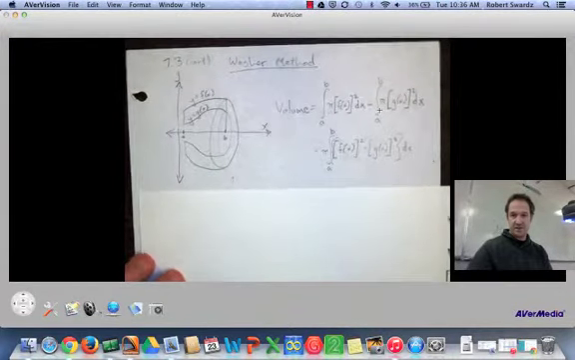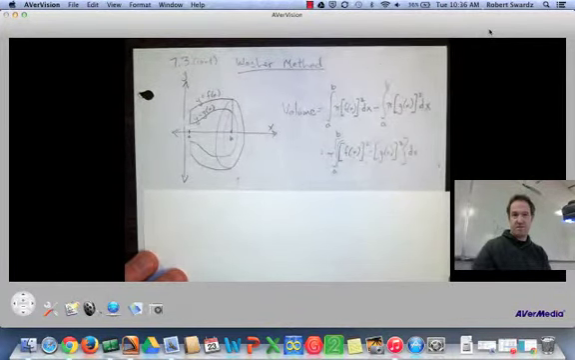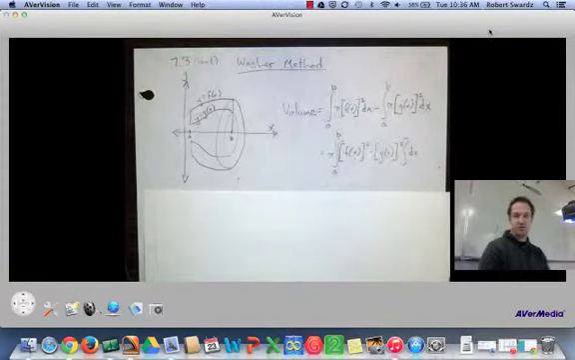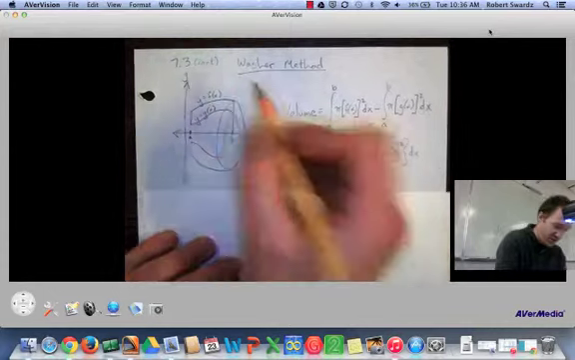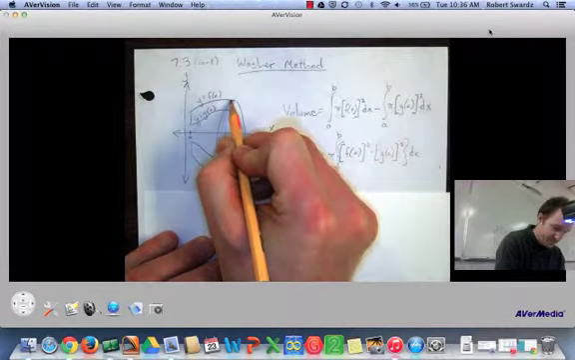Hi there, everybody. This is kind of day 3 of our volumes of revolution journey. Second day when we're doing volumes formed by rotating objects around a certain axis. Yesterday we did disks. Today is the washer method, and very similar to the disk method, except you've got a hole in the middle of your disk. It is called a washer.